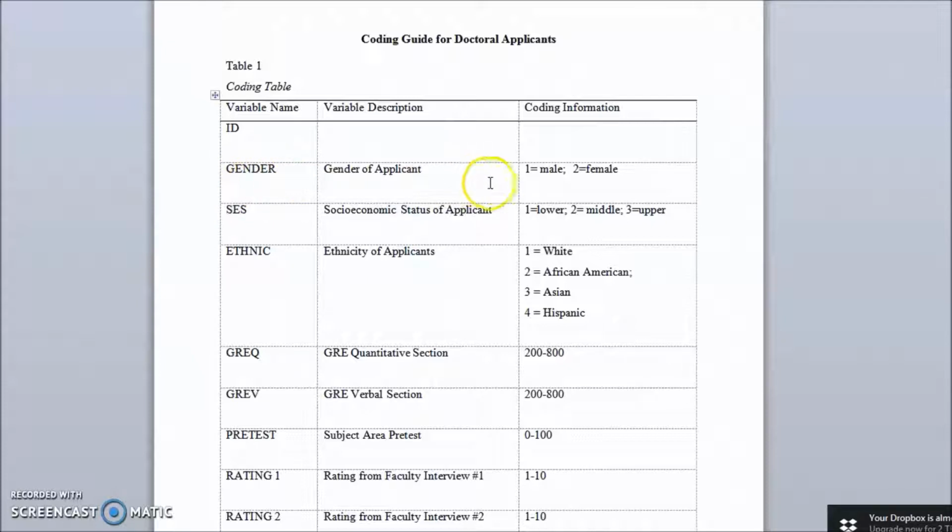The gender is coded as 1 is male and 2 is female. Now remember the types of data and the scales of measurement. This is where it is very important, because what type of data is my gender? The gender is nominal data, and it is actually dichotomous because it can only have 2 values, 1 or 2. So it is dichotomous nominal data.